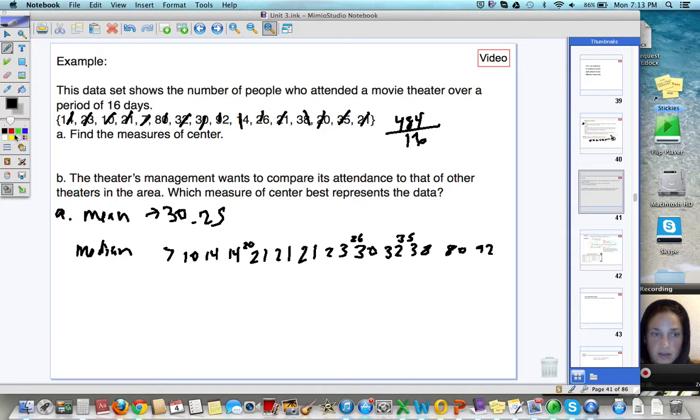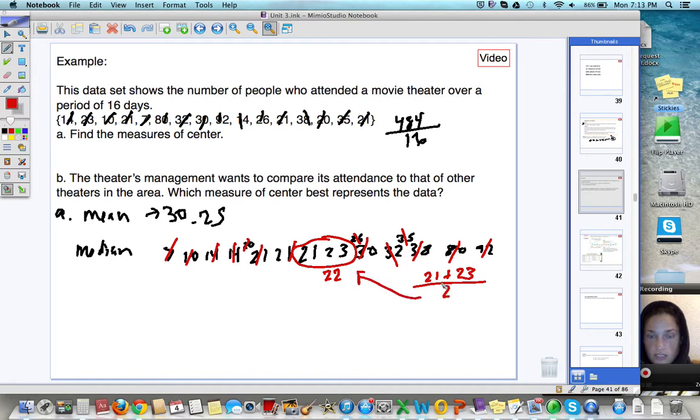Then what I want to do is go through and cancel them out. I pick one high, one low, and cancel, and find the middle ones. Cancel the 14, the 38, the 14, the 35, the 20, the 32, the 21, and the 20. So I'm left with two. I want the number that would be the average of these two. Since it's 21 and 23, I can tell it's 22, but if you didn't know that, you could do 21 plus 23 divided by 2, and that also gives you 22. So my median is 22.